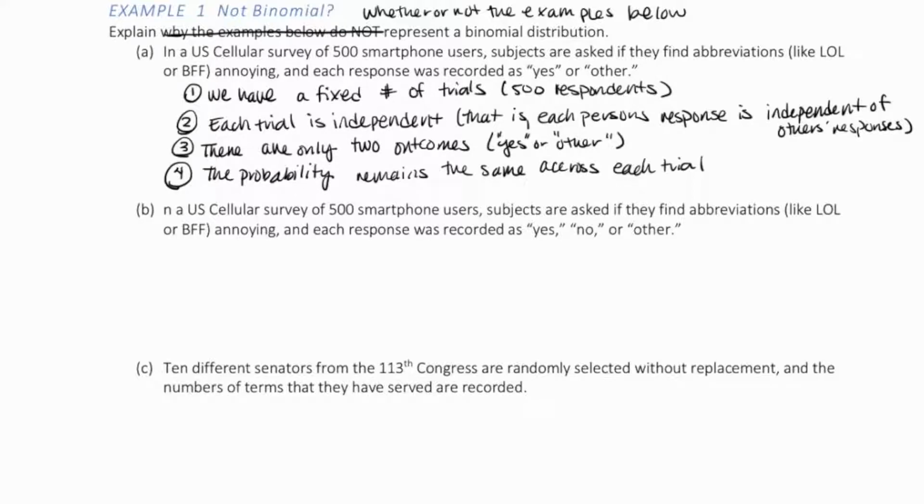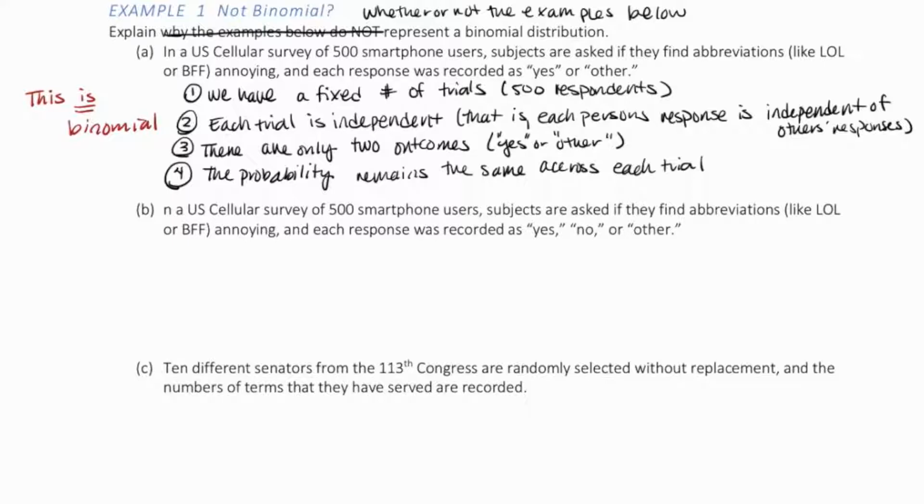So let's look at example 1, part A. We have a fixed number of trials, that is 500 respondents. Each trial is independent, that is each person's response is independent of the responses of others. 3, there are only 2 outcomes, yes or other. And 4, the probability remains the same across each trial. So part A is binomial.